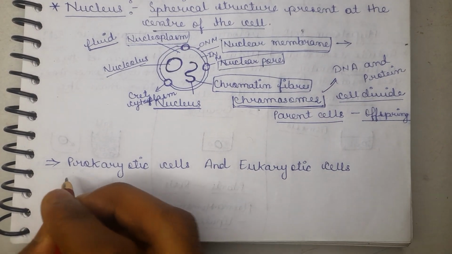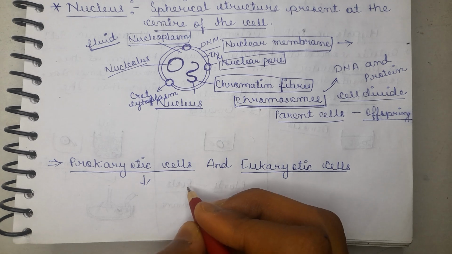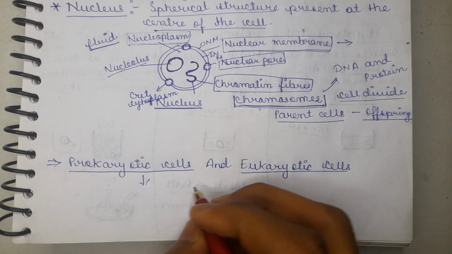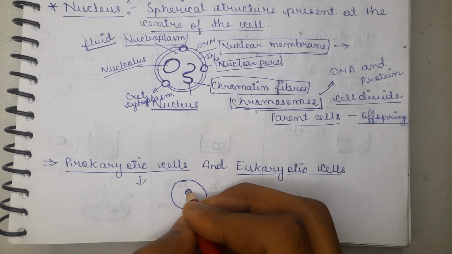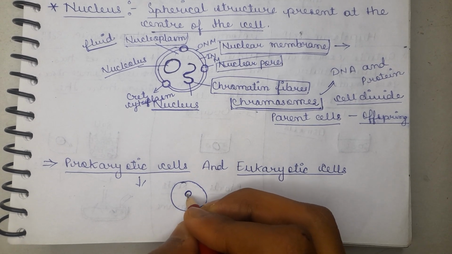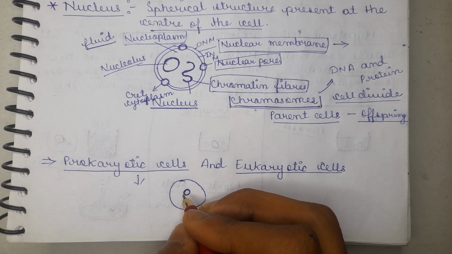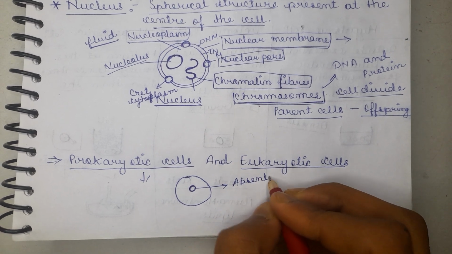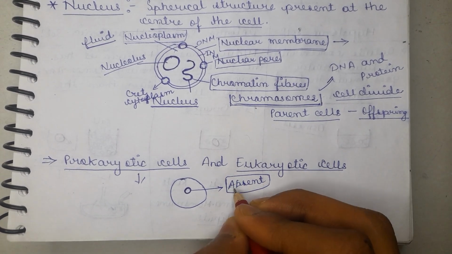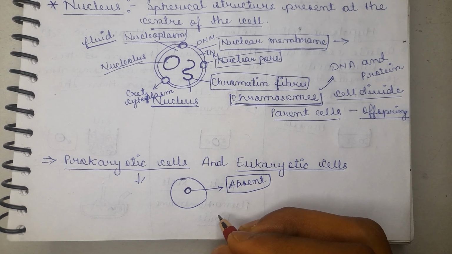Now we will talk about prokaryotic cells and eukaryotic cells. What does it mean? In some organisms like bacteria, the nuclear region of the cell may be poorly defined. We all know that the cell consists of a nucleus and the cytoplasm inside it. But in some organisms the nucleus is not present, or the nucleus is absent, and the nuclear region contains a nucleic acid called the nucleoid.